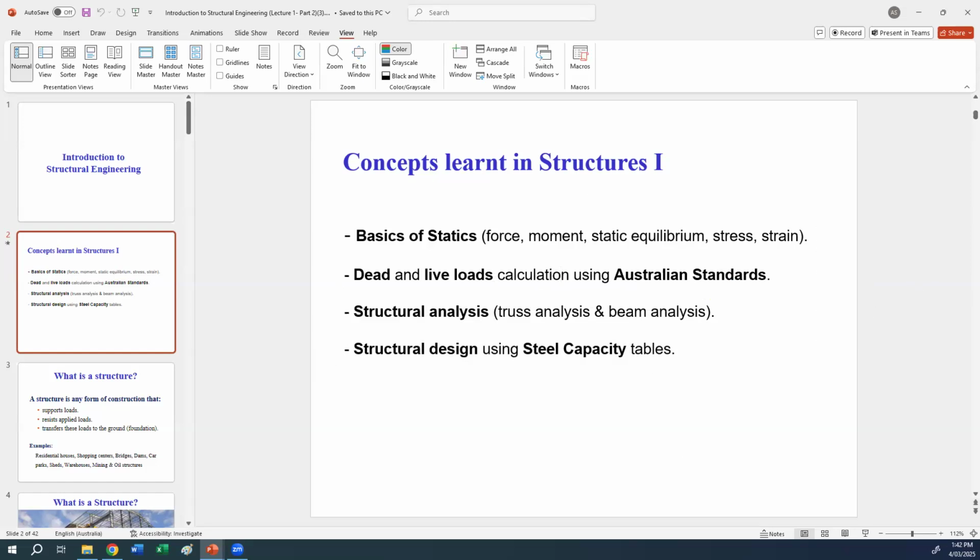If you can, respond in chat or raise your hand. Do you remember these concepts? Or have you learned these concepts before? Yeah, that's good. Thank you, Hailin. Thank you, Samuel. Okay, so these are important concepts that we will use again here in Structures 2.